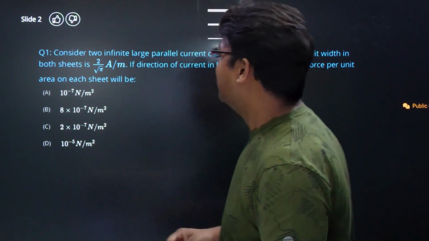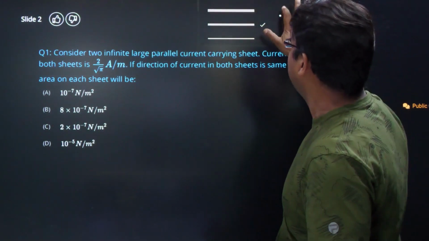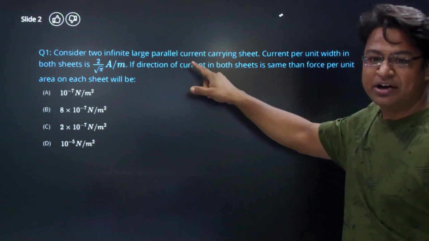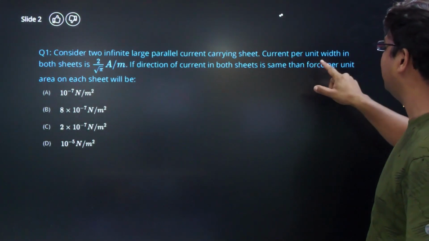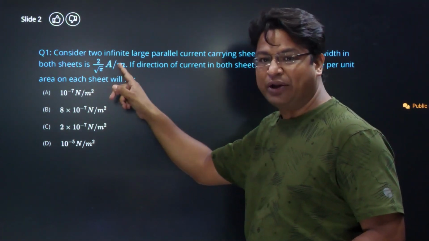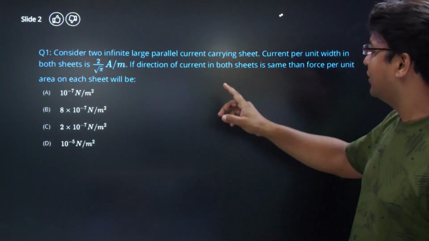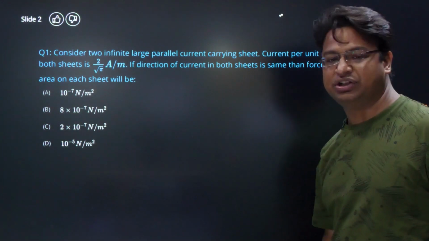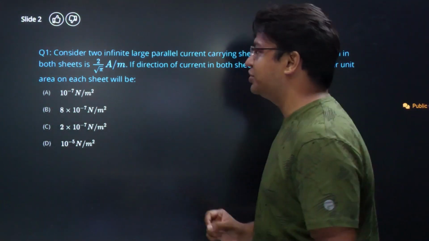Let's start. So the first question says that consider two infinite large parallel current carrying sheets. Current per unit width in both sheets is given as 2 by root pi ampere per meter. If the direction of current in both sheets is same, then force per unit area on the sheet will be. Now let me first explain the situation to you.